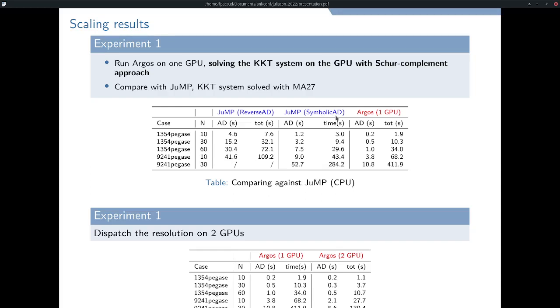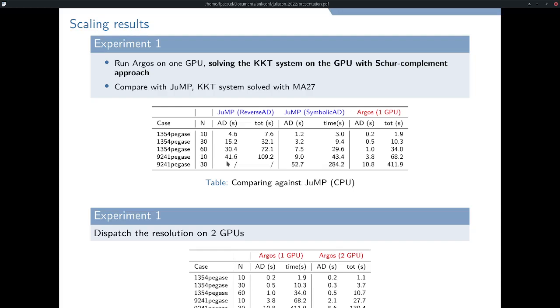So in our observation, symbolic AD is just surprisingly good to solve OPF problem. It's able to scale well up to the larger cases, case 9000 PGS with 30 scenarios. Argos is also able to scale, fortunately. And again, the speedup is still limited. We get between 3 to 5 times speedup compared to symbolic AD using GPU, whereas symbolic AD is using sequential code on the CPU.